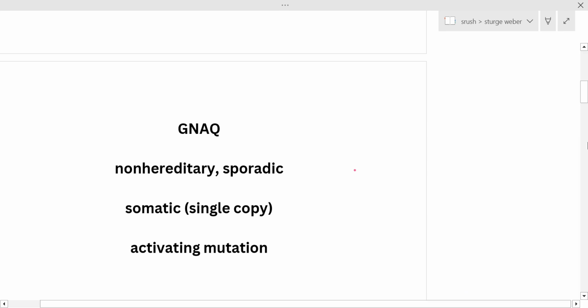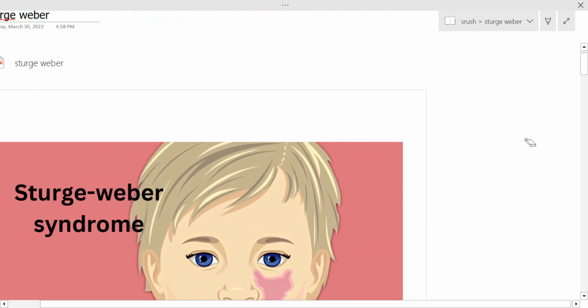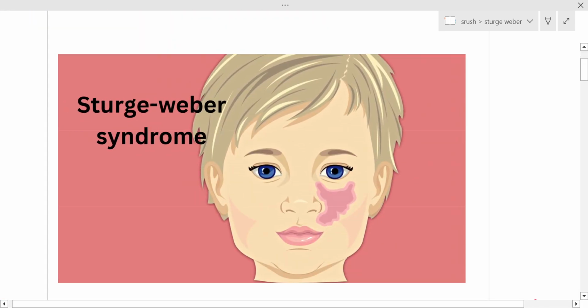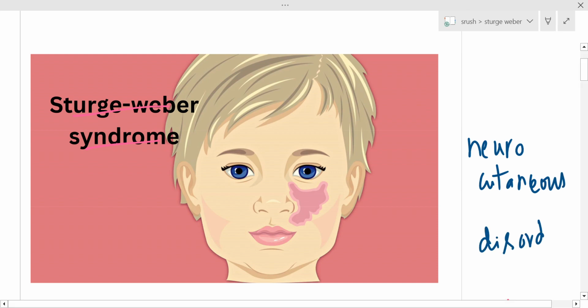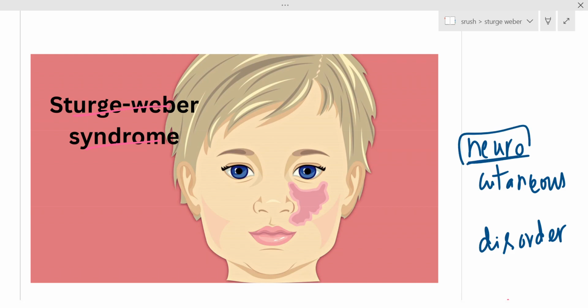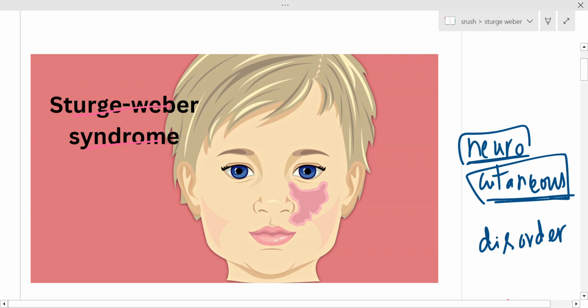Today we are going to be talking about Sturge-Weber syndrome. Okay, so Sturge-Weber syndrome is a neurocutaneous disorder, right? And that's pretty self-explanatory. Neuro is CNS and cutaneous is skin. So it's going to have both neuro and skin manifestations.